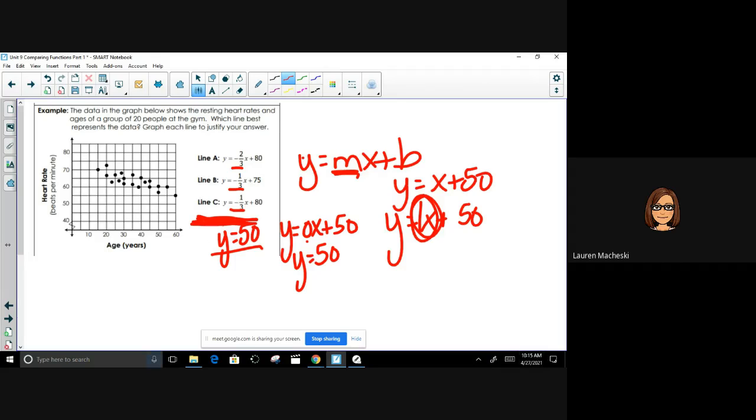All right, so I'm left with those 3. I've got to figure out which one it actually is. Let's graph each one to see. How do I graph this equation? What's your slope? What's your y-intercept?